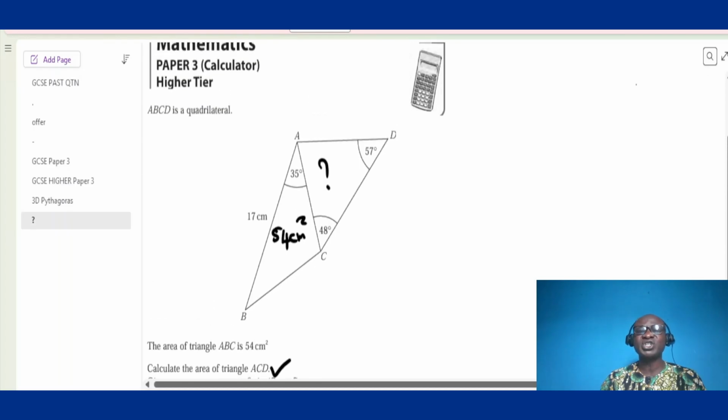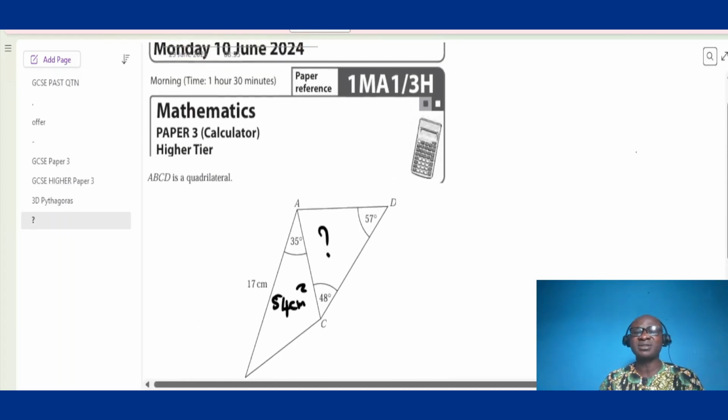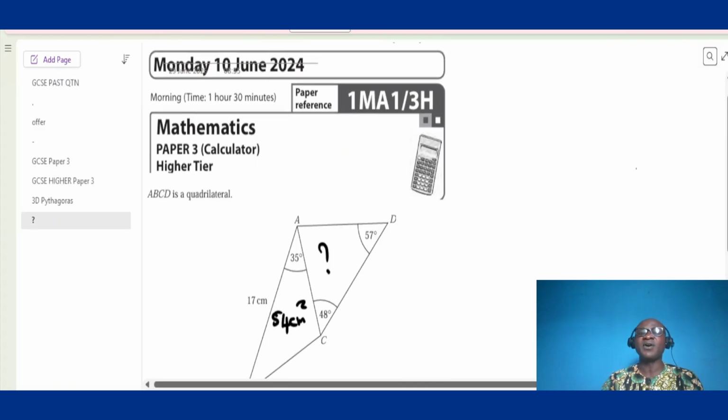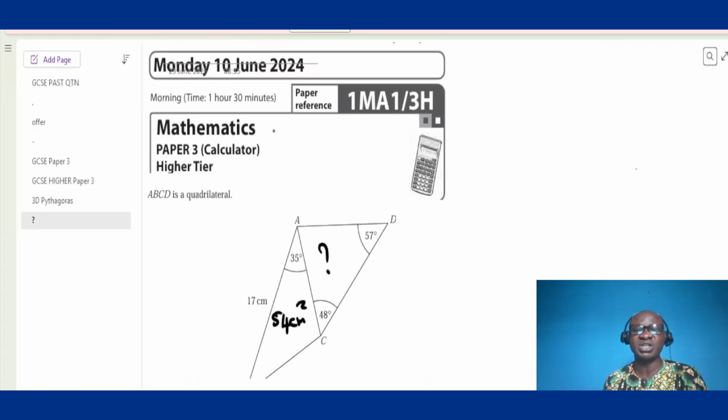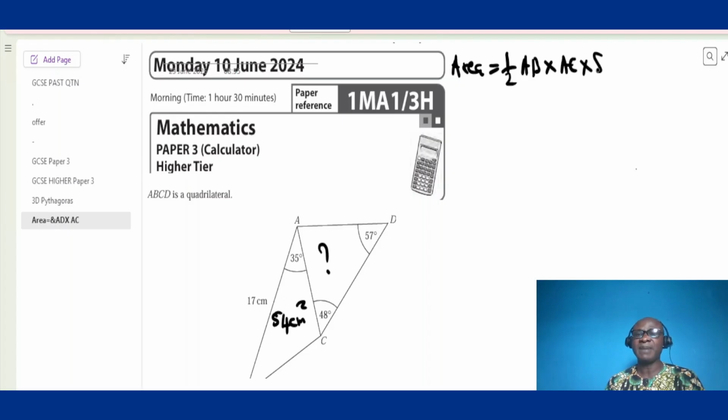Looking at the question, it is not a right angle triangle, so we are not going to use the formula half base times height. What we are going to use is the formula for the area of a triangle using an included angle. Area is equal to half multiplied by the length of AB multiplied by the length of AC multiplied by sine A. The area is 54, so 54 equals half multiplied by AB, which is 17, AC, which is not known, and the angle A is 35.